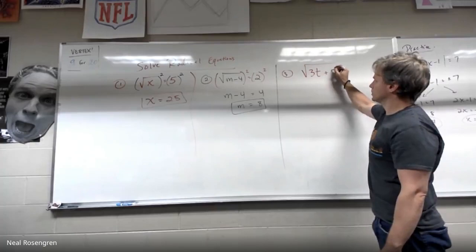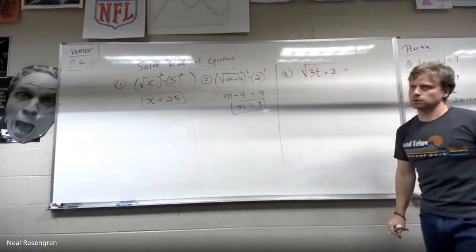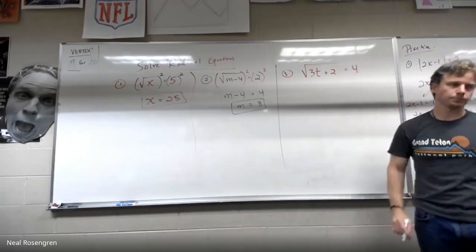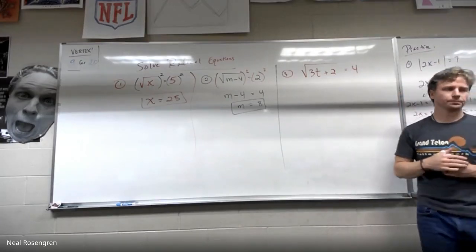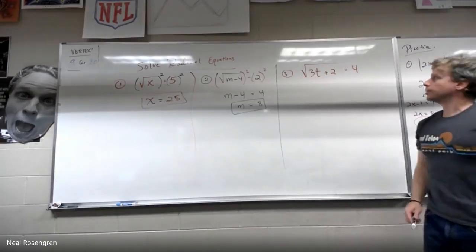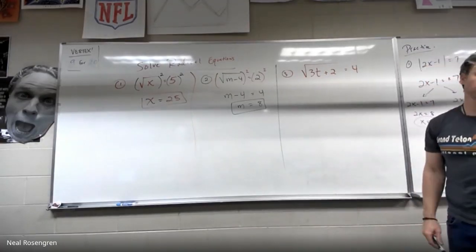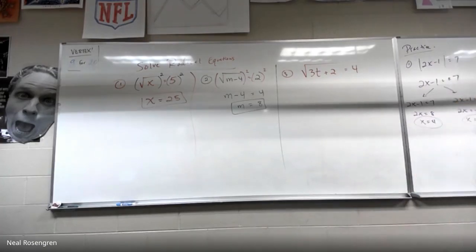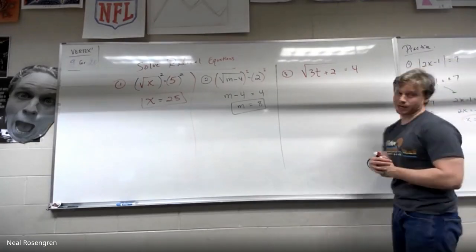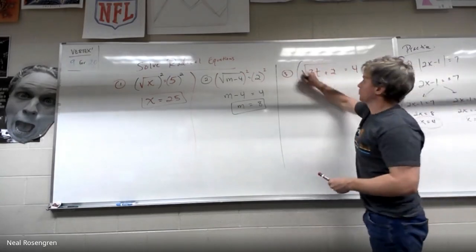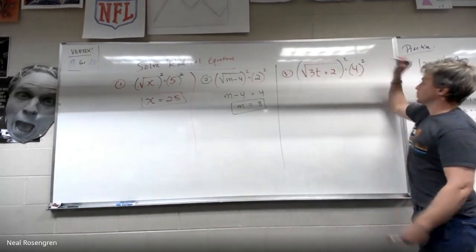The square root of 3t plus 2 equals, what number have I got? 4. Right. Square root of 3t plus 2 equals 4. Again, the square root's already by itself on one side, so we know that we're in good shape to just jump right in and solve it. We don't have to do any special kind of isolating to get it by itself. So I can just square it. I can just go for it. I can square the left side, square the right side.